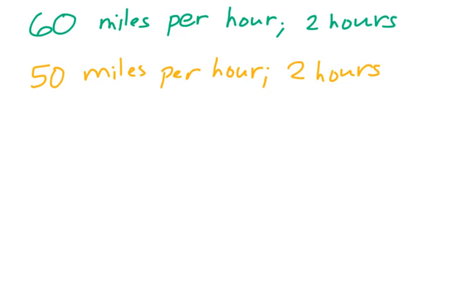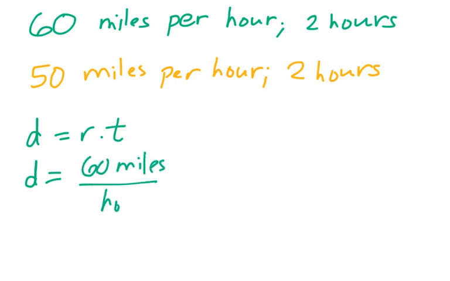So for each of these, we'll be using the same distance formula. Distance equals rate times time. And what we want to do with this formula is substitute in the things that we know. We're finding distance, so that will remain as our unknown. And in the first part of the trip, she's traveling at 60 miles per hour, and we're multiplying that by the time, which is 2 hours.